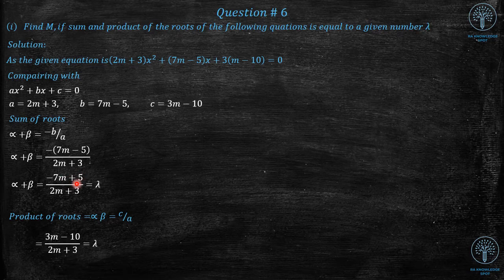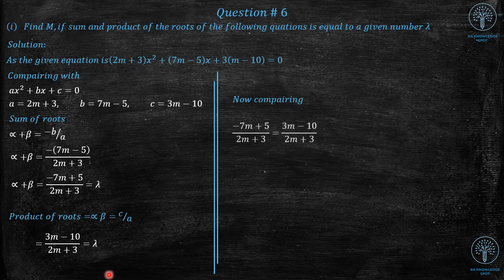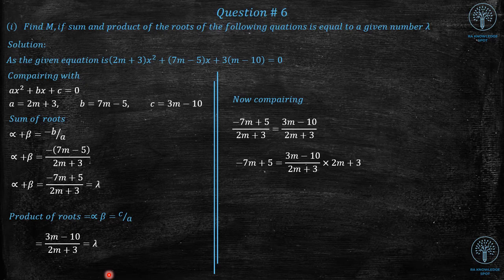Now the product of the roots, as we did in the previous questions, no more simplification, this is also equal to lambda. Now comparing these two equations, dear student, as this is equal to lambda and this is also equal to lambda, we can say by comparing them that these two expressions are equal.